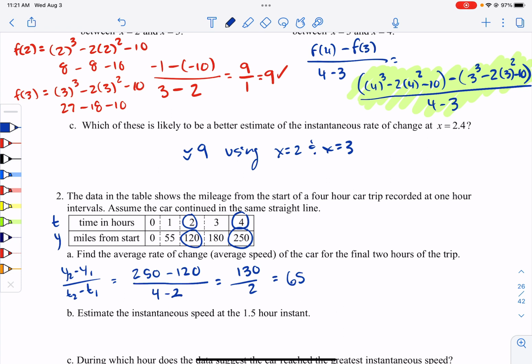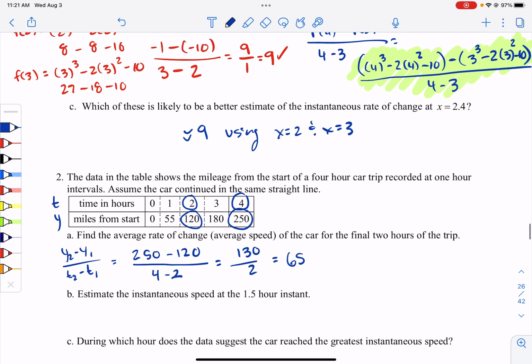Here's the other cool thing about the AP test. Units don't matter unless it says use appropriate units. If it doesn't tell you to use the units, don't use units. I don't need to put miles per hour, even though that's what this represents. I don't need to put that because it didn't ask me for the appropriate units when it gave me this question. All right. Okay, let's do B.